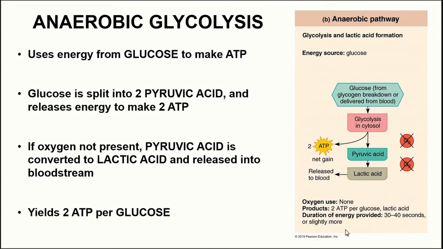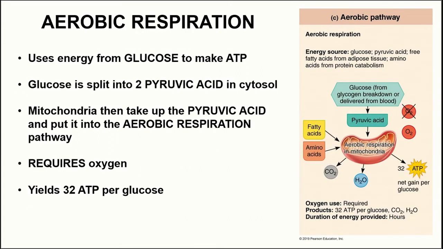So if this were the only process creating ATP in the muscle, it'd be enough to make ATP for about 40 seconds or so before those lactic acid levels got too high and our body needs to eliminate them. Okay, so that's the anaerobic glycolysis pathway. Let's take a look at the aerobic respiration pathway.